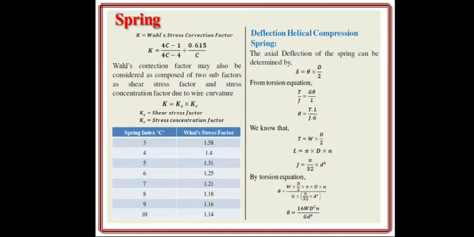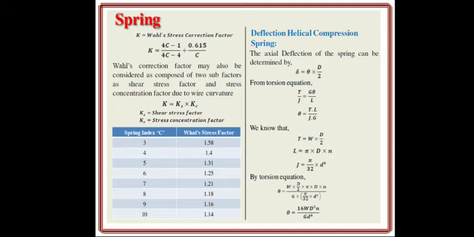Now the deflection of a helical compression spring. The axial deflection of the spring can be determined, that is delta is equal to theta into d by 2, that is deflection into radius. From the torsion equation, we already know T by J is equal to G into theta by L, where theta is equal to T into L divided by J into G by rearranging the terms.